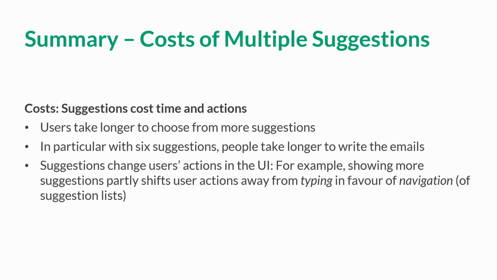Similarly, we can look at the costs of multiple suggestions. And here we found that suggestions cost time and actions. So users take longer to choose from more suggestions. And in particular, with the condition with 6 parallel suggestions, people will take longer to write the emails overall. Suggestions also change the user's actions in the UI. For example, if we show more suggestions, that partly shifts user actions away from typing in favor of navigation of these suggestion lists.